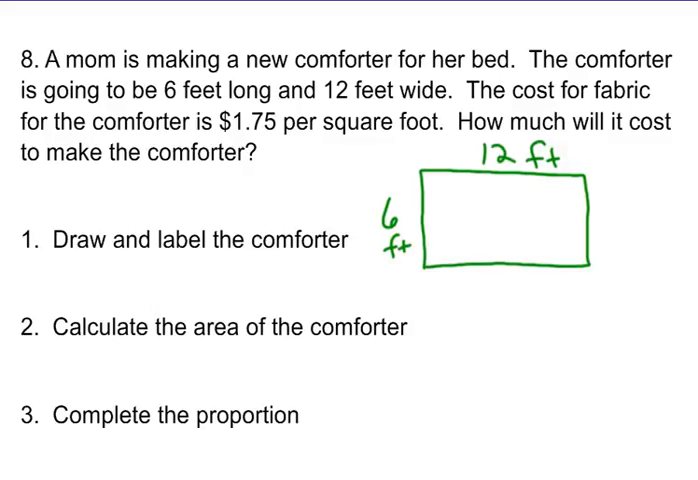Okay, here's a picture of our comforter. It's 6 feet long and 12 feet wide. We have to find out area first because the way the fabric is sold, it's sold per square foot. So we need to find out the square footage of our comforter. If you remember, the formula for area is length times width. So to find the area of our comforter, it's just 12 times 6, and the area is 72 square feet.